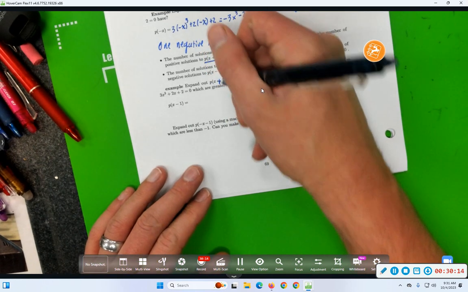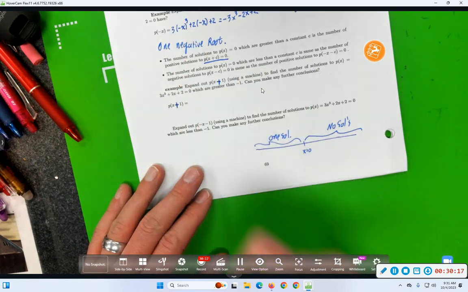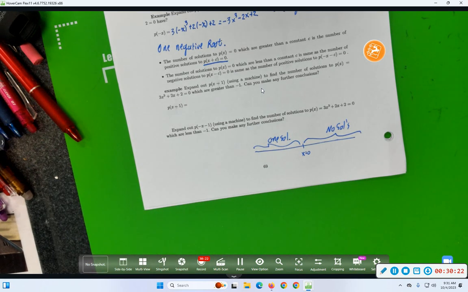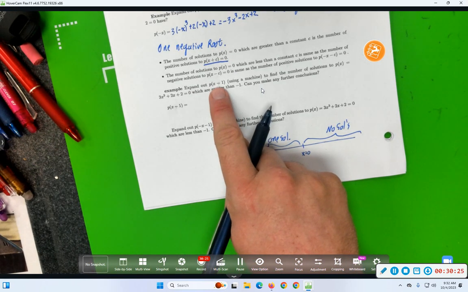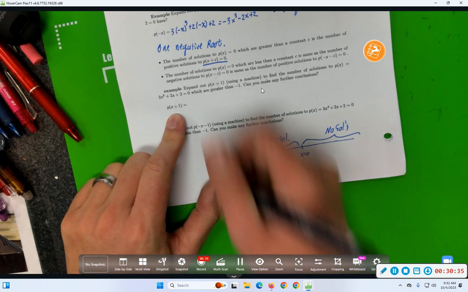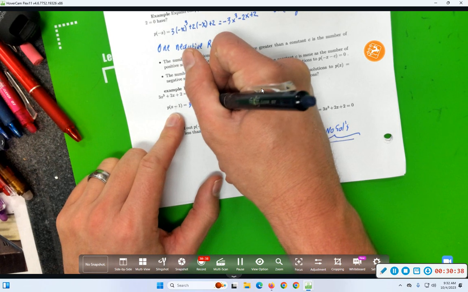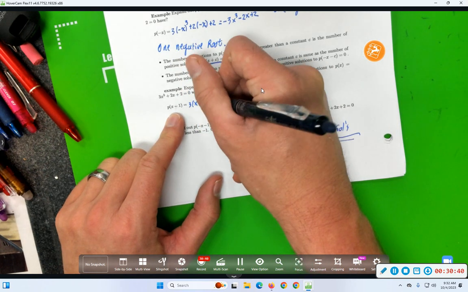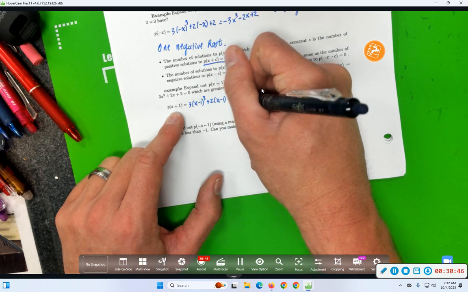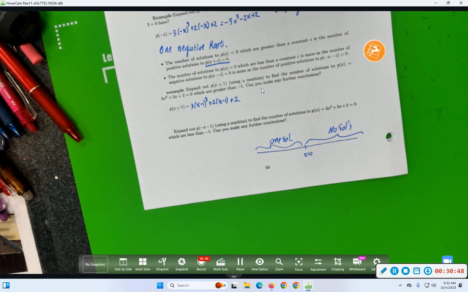I don't want to do -1. I think I want to do +1. No, I want to do -1. So, let's expand out P of x minus 1. That'll tell us how many solutions this polynomial has which are bigger than -1. So, we can do that. P of x minus 1, well, that'll be 3 times x minus 1 cubed plus 2 times x minus 1 plus 2.